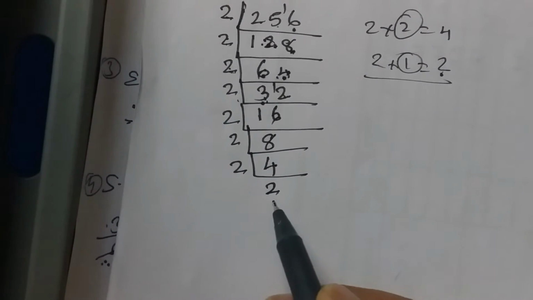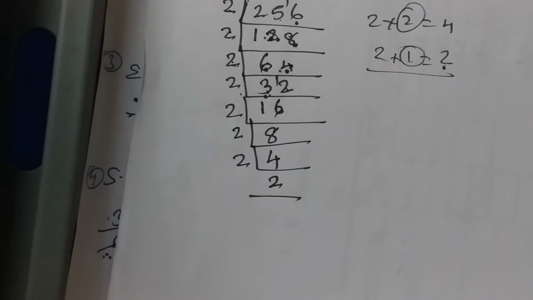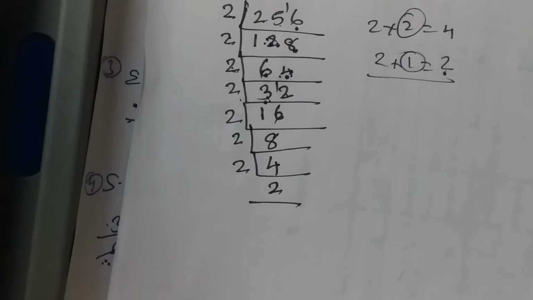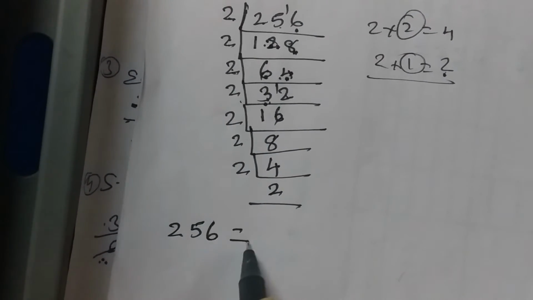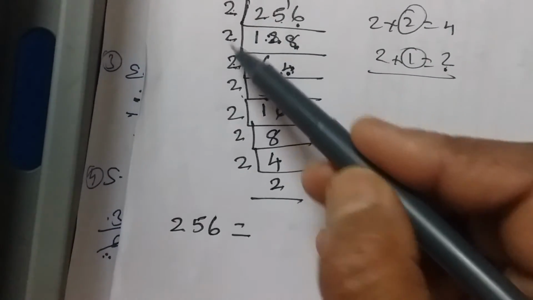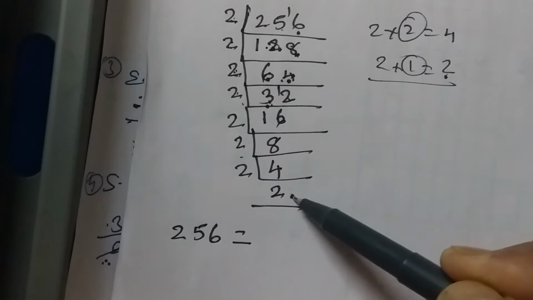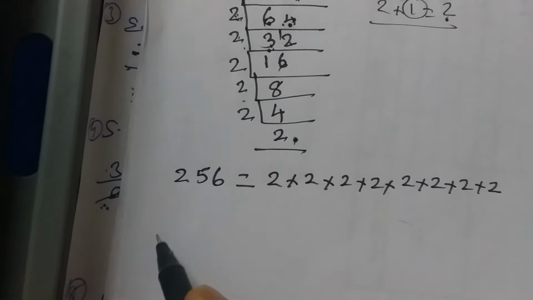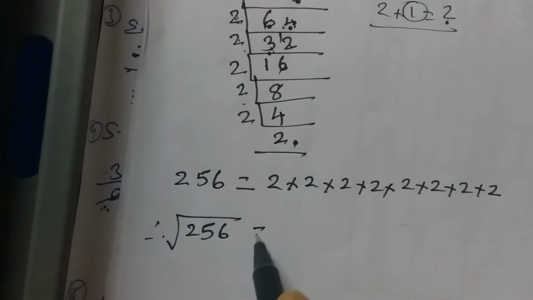And what is this 2? It is an even number and also it is a prime number. So stop it, because it is divisible only by 2, not by any other number. Now what to do? Write 256 is equal to, write all the factors. How many 2s? 1, 2, 3, 4, 5, 6, 7, 8 till here. So 8 2s.